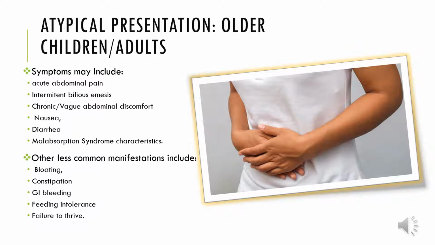A typical presentation in older children or adults may include acute abdominal pain, intermittent bilious emesis, chronic and vague abdominal discomfort, nausea, diarrhea, malabsorption syndrome, and other less common characteristics would include bloating, constipation, GI bleeds, feeding intolerance, and failure to thrive.